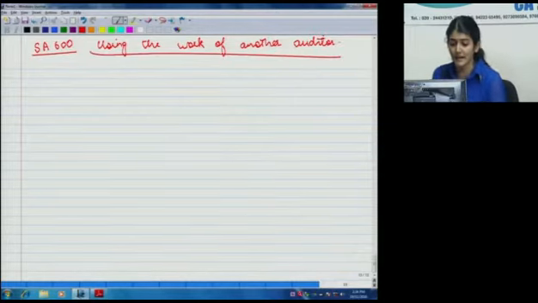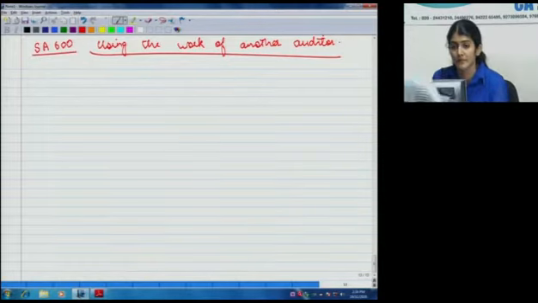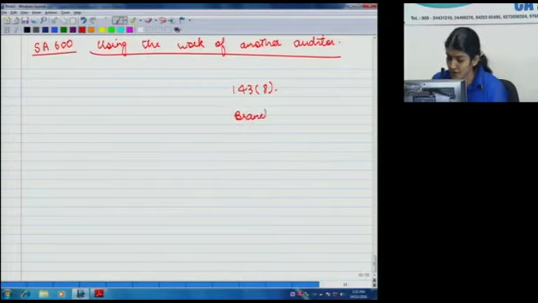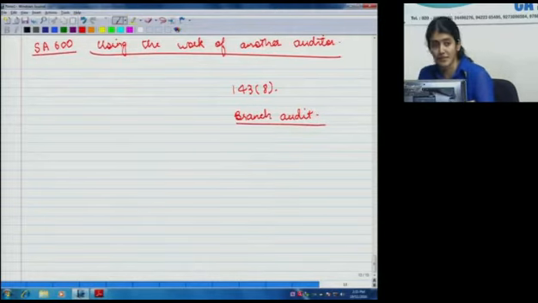Companies Act 2013, which section talks about branch audit? Section 143 subsection 8, which is regarding the branch audit. Every branch of a company shall be audited either by the company auditor himself or a person who is qualified to be appointed as an auditor under section 141 subsection 1 and 2.